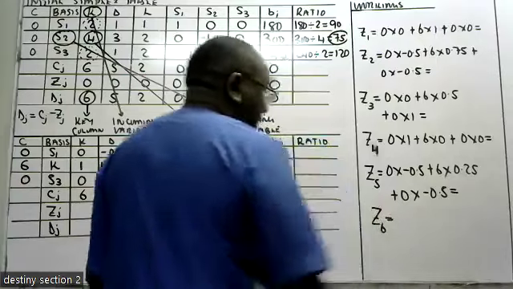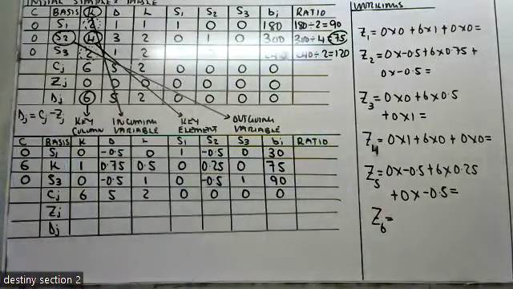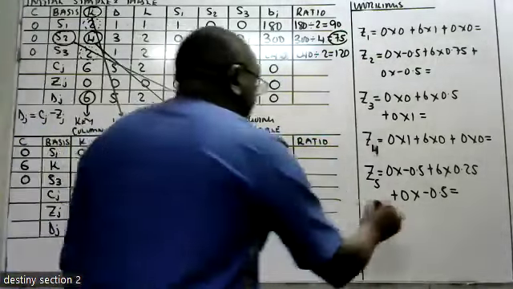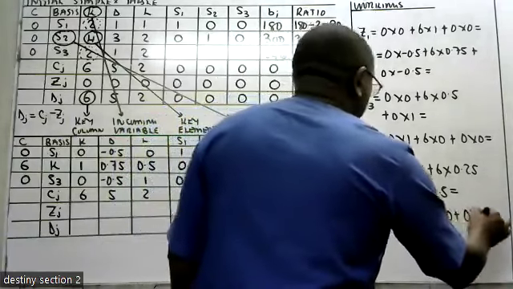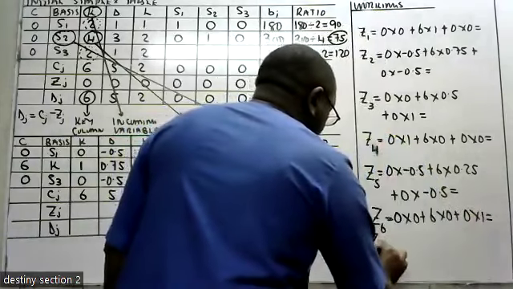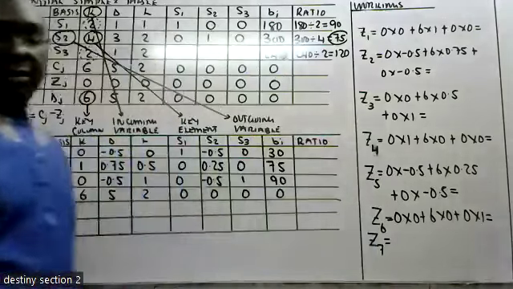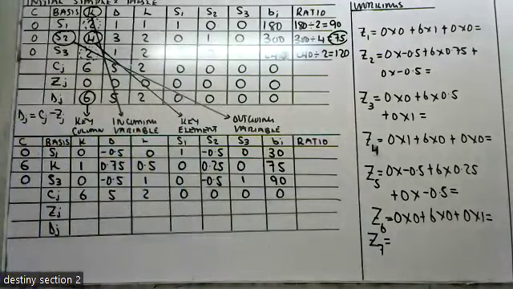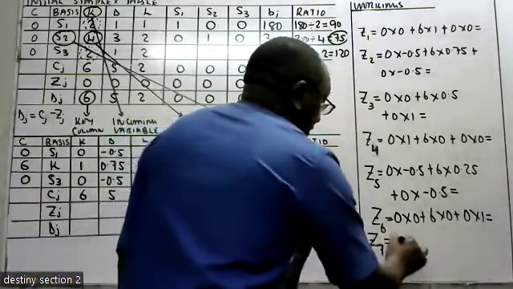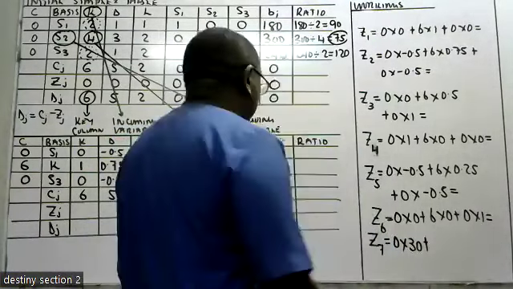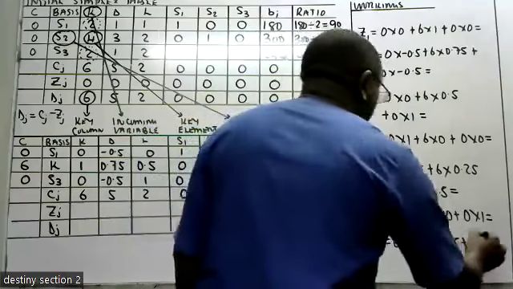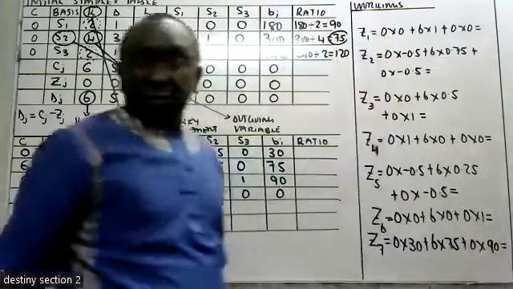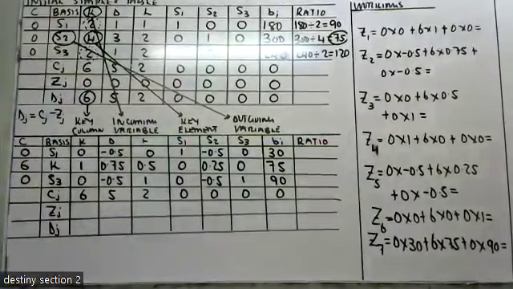And the last one, Z6. Z6 is, not actually the last one, it is 0 times 0 plus 6 times 0 plus 0 times 1. Then Z7, it is 0 times 30 plus 6 times 75 plus 0 times 90. So take your calculator and we start multiplying.